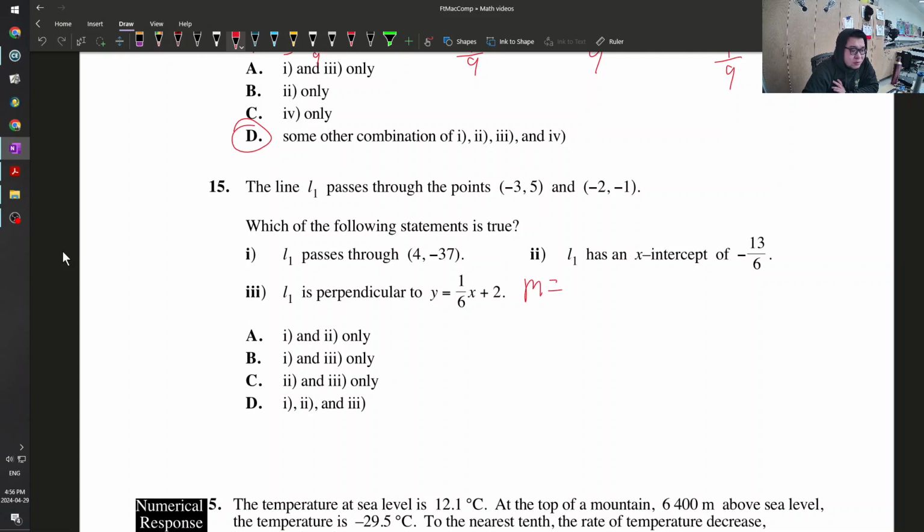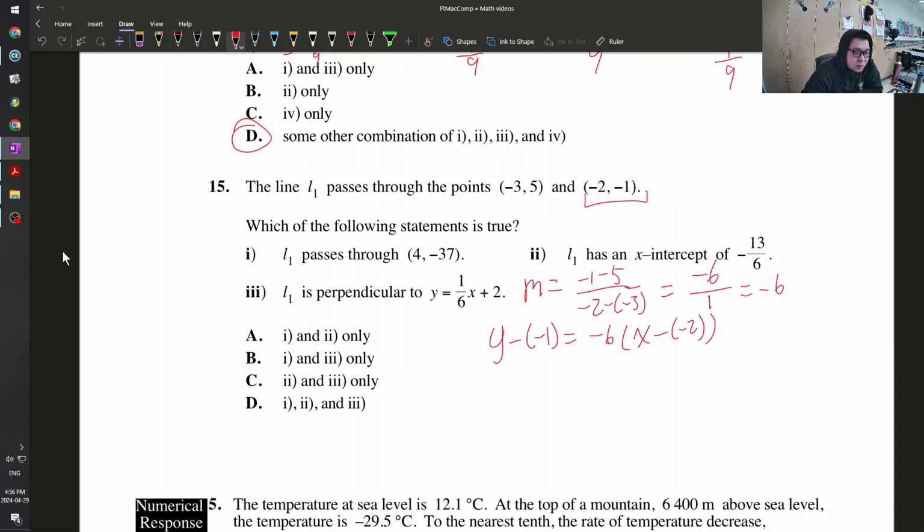slope is equal to y2 minus y1, -1 minus 5 over -2 minus -3, which is equal to -6 over 2 plus 3 is 1, so it's equal to -6. And what is my point? I'll use this one because the number seems smaller. Y minus y1 is equal to -6 times x minus x1. Okay, so this is y plus 1 is equal to -6x. This is +2, +2 times -6 is -12. Subtract both sides by 1, y is equal to -6x minus 13.